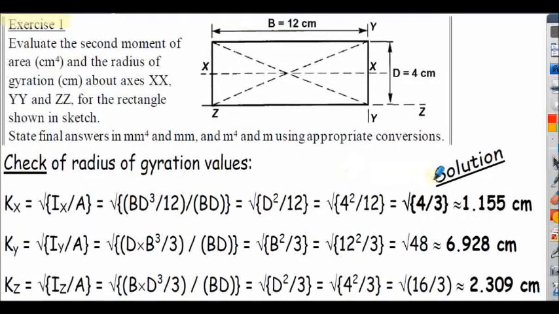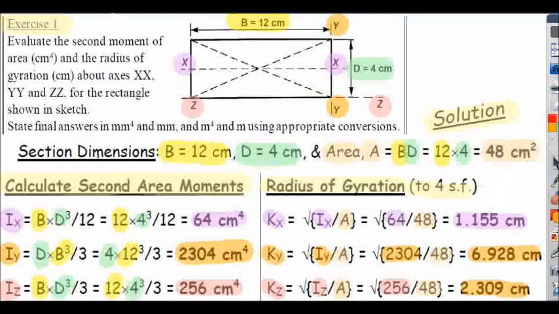Exercise 1, solution continued. This is simply a check of the radius of gyration values, purely for reference. We could calculate the kx values by inserting the formula for Ix into the equation. It's BD cubed divided by 12, divided by the area, which of course is BD, because it's our rectangle. That simplifies to the square root of d squared divided by 12, and inserting the values, it's approximately 1.155 centimetres, the same as we calculated previously.